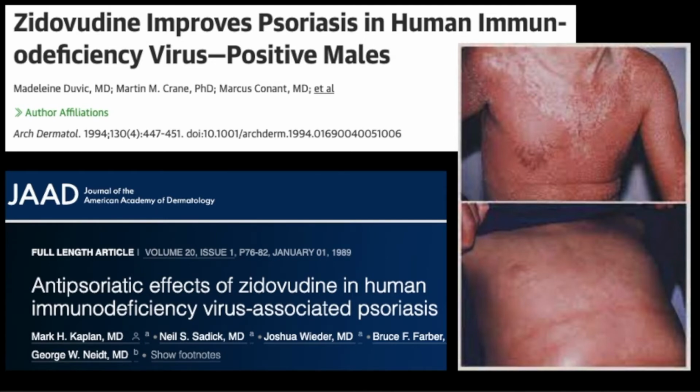Another condition in this category is the HIV, or human immunodeficiency virus, related psoriasis. And in these papers that appeared, one in JAMA and the other in JAD, the authors noticed that patients with HIV, when they have psoriasis and are treated with HAART therapy, their psoriasis improves. And for that reason, they suggested that psoriasis in these patients is related to HIV.